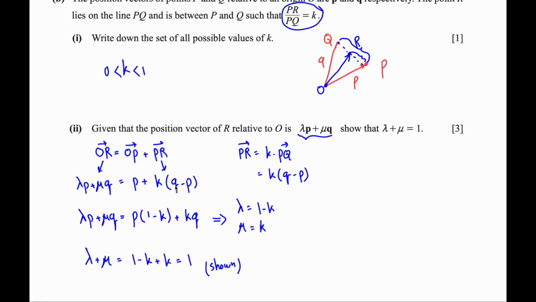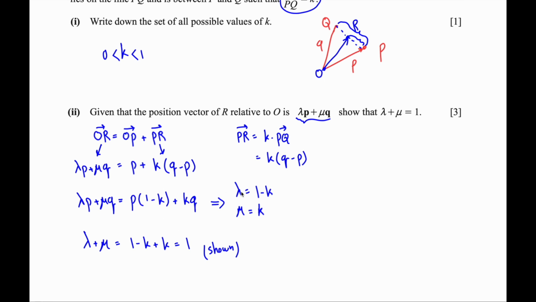And then you replace it with PR. So on the right hand side, what I'm gonna do is gather all the P's together, and I have only one Q, which I can keep there, but at the end I have to make a comparison between the coefficients of P and Q on both sides. Doing so, it's gonna lead to lambda to be 1 minus K and mu to be K.